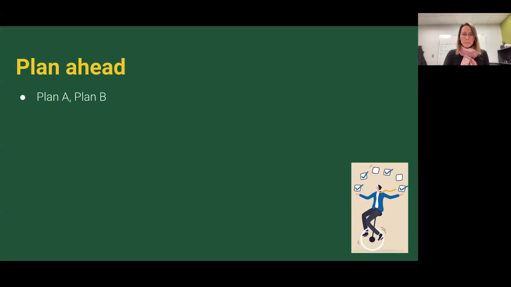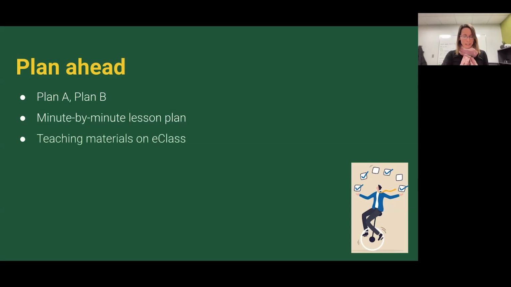Even if nothing goes as planned, you toss that Plan A, and maybe you have to toss Plan B out the window, you still have built some digital resources for students that are still available for them on eClass. So 100% ready means you have a minute-by-minute lesson plan. You have your teaching materials on eClass. What can your students do? How can your students be prepared for class as well, so that in-class time is maximized?